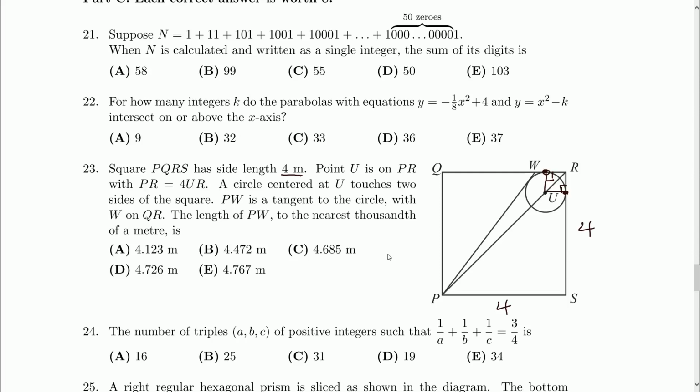Tangent touches 2 sides of the square. PW, there's W over here, is tangent to the circle. So here's another point of tangency we're going to want to exploit. With W on QR. So we draw the line from P that lies tangent to this circle, and W just happens to be the point of intersection with QR. The length of PW to the nearest thousandth of a meter is.